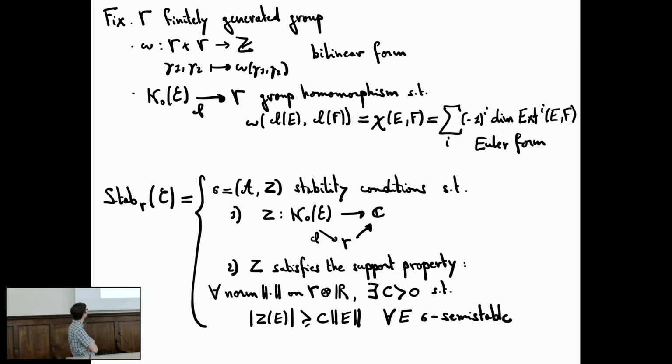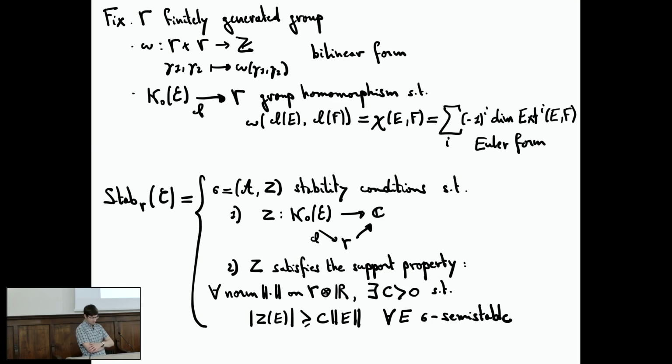So the Euler form is, if you have two objects E and F, you can consider the Euler characteristic between E and F, which by definition is an alternating sum of dimensions of Ext groups between E and F. And because of our properness type assumptions, these Ext groups are finite dimensional, so this thing makes sense. It's a bilinear form. And you can check it only depends on the class in the Grothendieck group. And I want my form omega to satisfy this property, that omega between the images of the classes of E and F by this map reproduces the Euler form.